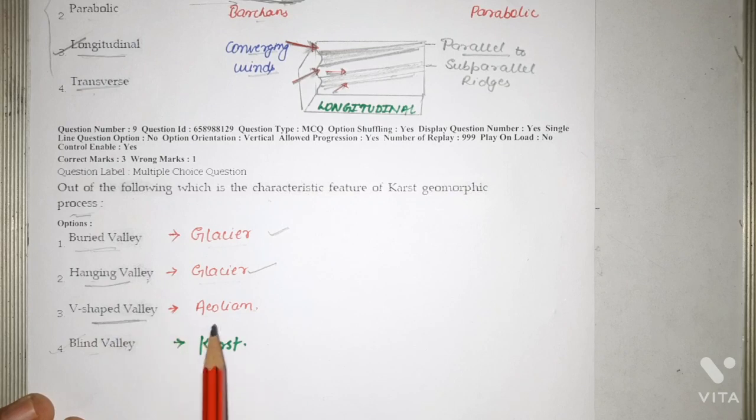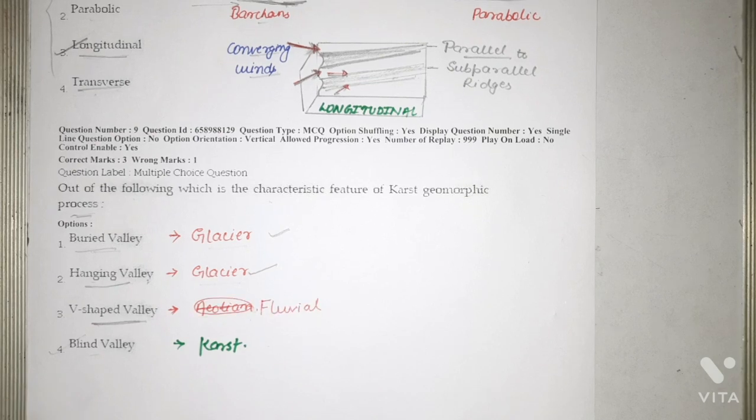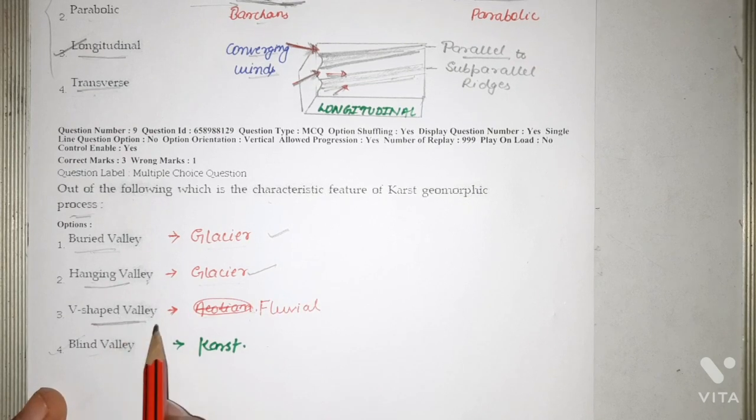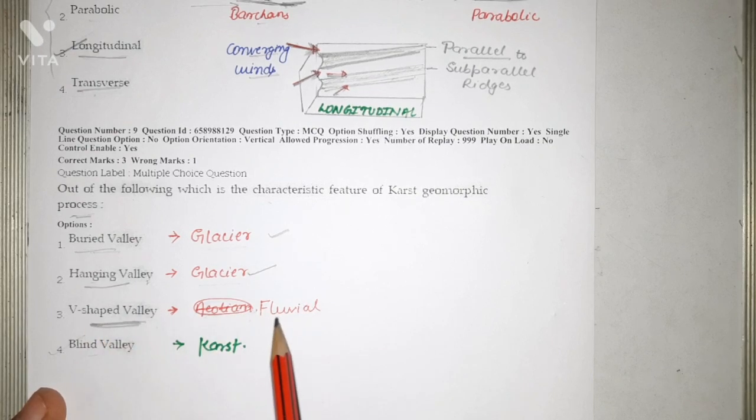V-shaped valleys are characteristic of aeolian process, which are formed in the youth stage. I'm extremely sorry guys, V-shaped valleys are not a characteristic feature of aeolian process. V-shaped valleys are a characteristic feature of fluvial landforms, and these are formed in the youth stage of a river, or you can say stream valley.